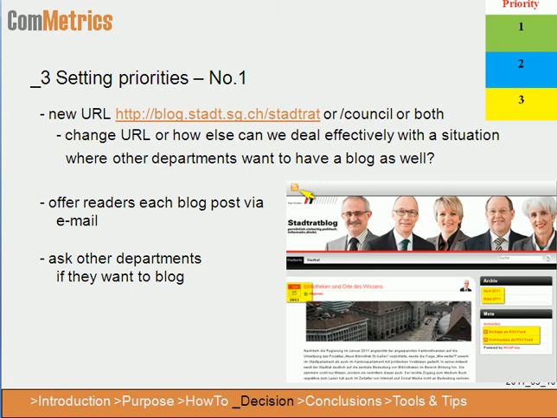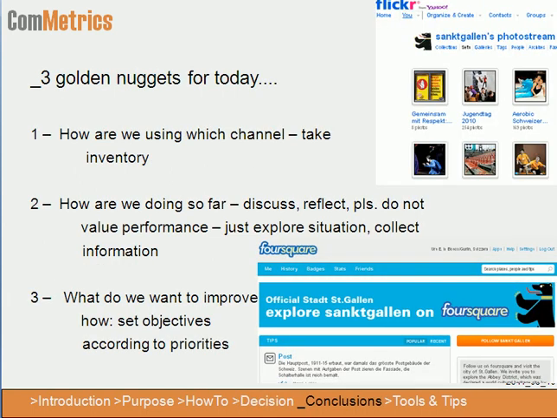If you look at the URL, for instance, that could be changed, so that you don't call it blog.stadt.sg.ch as it's done now, because you may want to use that to list all the blogs you have in the town, and then do a slash after the ch and say Stadtrat or tax office or whatever. You give the readers the blog posts via email, and you ask other departments if they want to blog as well, because you have it up already.